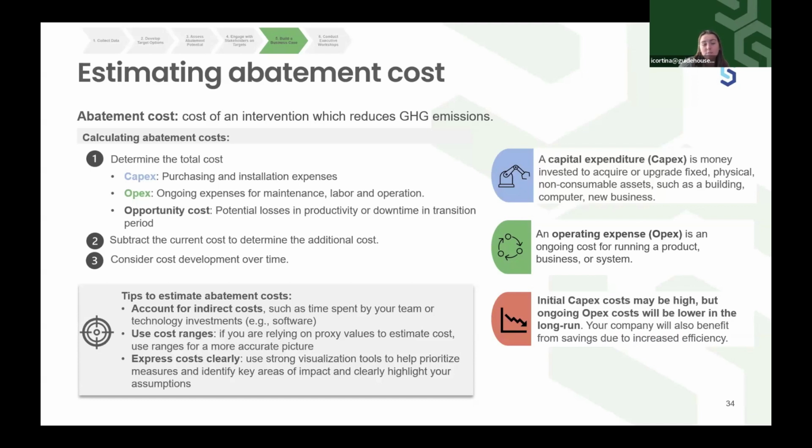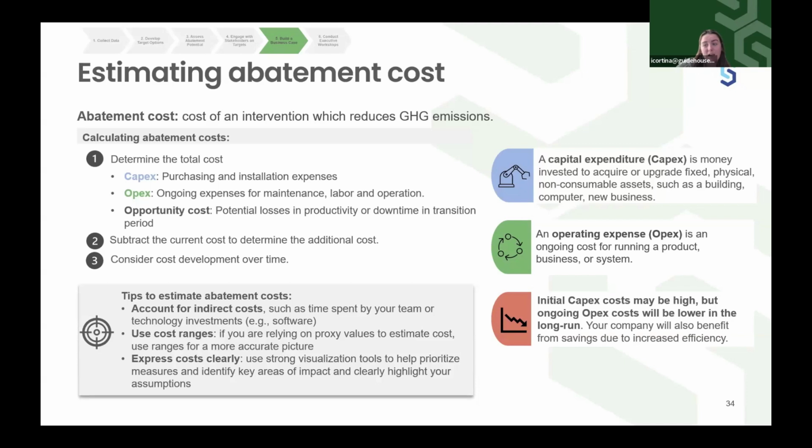If you're talking to your leadership teams and you show them a really big dollar value, it's sometimes helpful to give them a comparison to what it costs now. So then maybe if that number is big, it doesn't seem so big compared to what you're currently spending. You also may want to consider the cost development over time and how this would evolve. Once you have all of that, you can account for indirect costs as well.